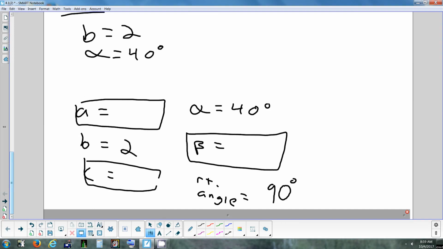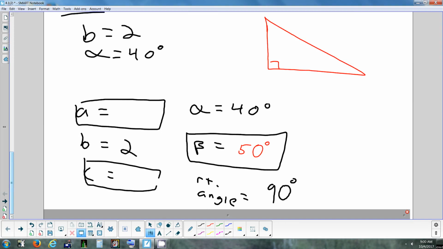So Matt, is there anything I can find there quickly without really doing too much work? You can find beta. Yeah, we could get beta pretty quick because we already have the other 2 angles. So what would beta be? 50 degrees. Yeah, beta would be 50. Okay, so let's start to sketch that out and see what we're looking at.